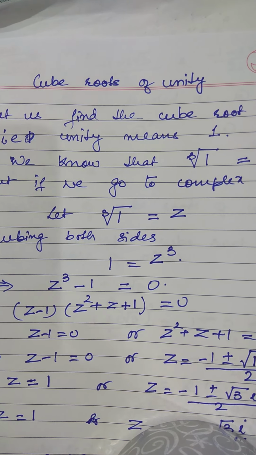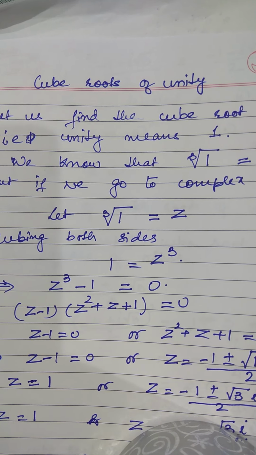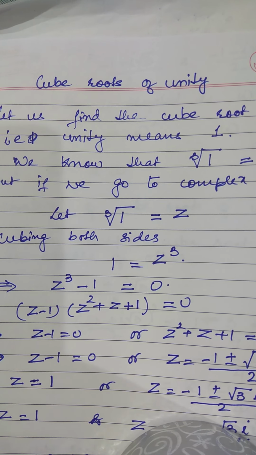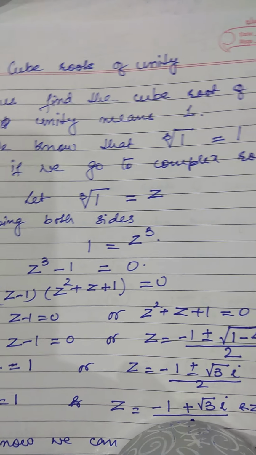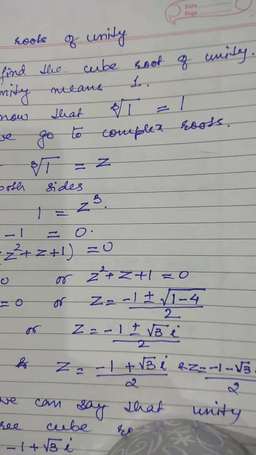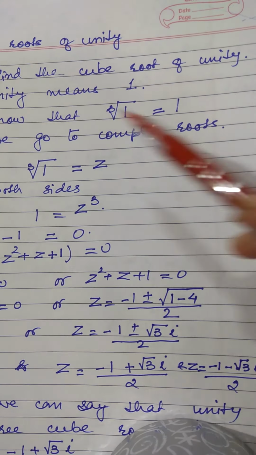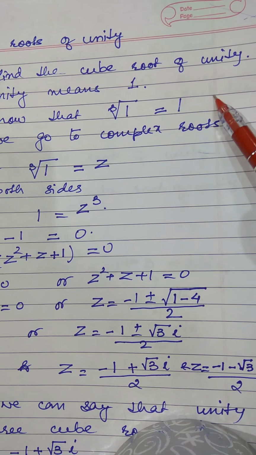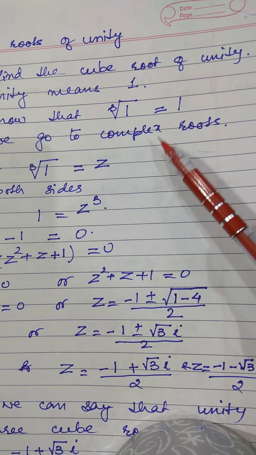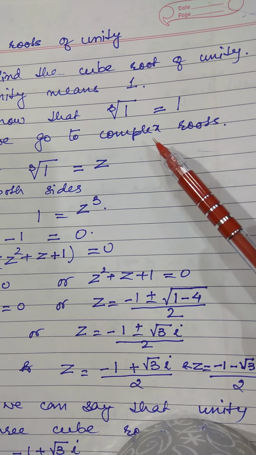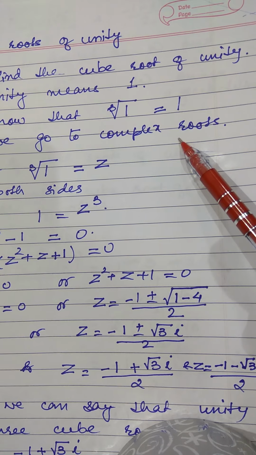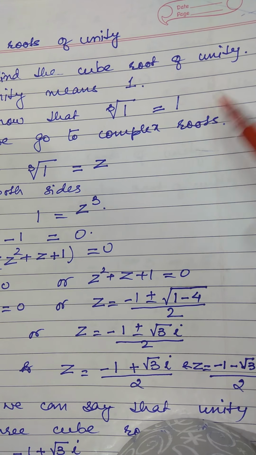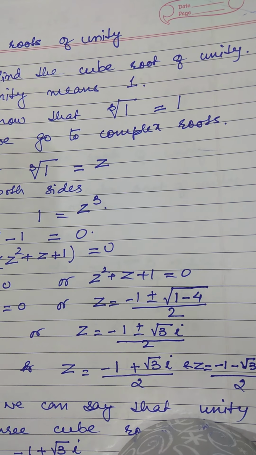So now what we are going to do is cube roots of unity. Unity means 1. Till now you know that the cube root of 1 is 1. But now we will find other cube roots of unity. Cube root of 1 is 1, but 1 will have 2 more cube roots. They are complex roots of unity. There are 2 complex roots of 1.